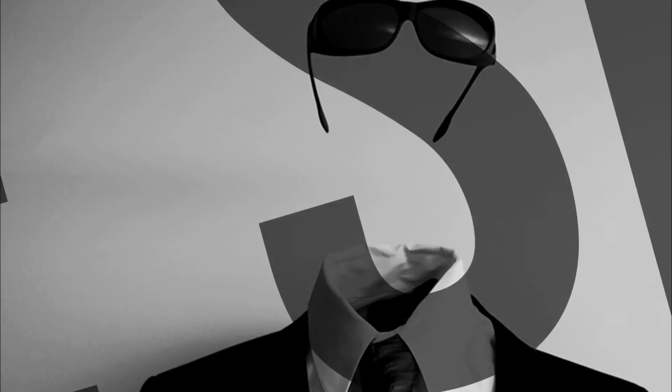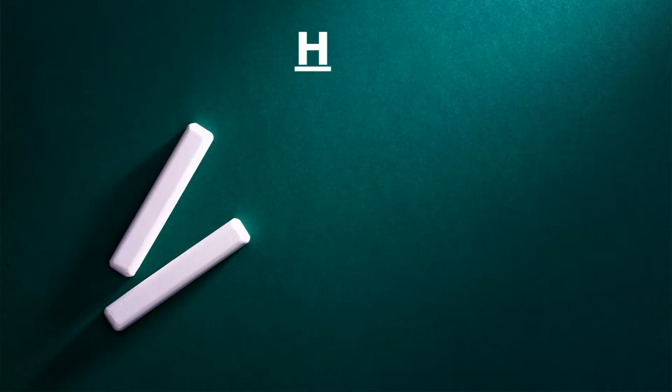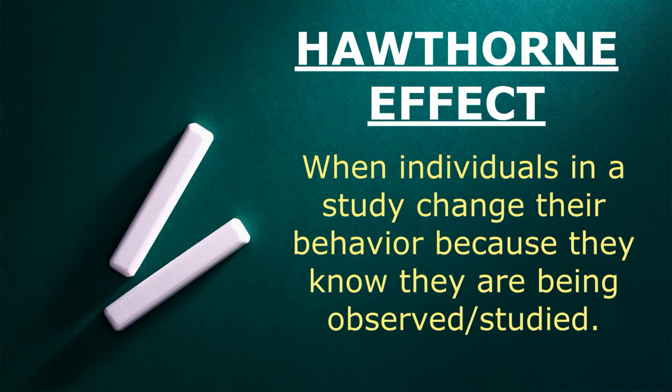One of the first questions a sociologist wants to ask themselves is whether or not it would be beneficial to be seen by those being observed or not. Will the results of the study be more applicable if the researcher becomes somewhat invisible or if they take a more active and visible role within the study? The Hawthorne Effect is when participants in a study change the manner in which they behave because they know they're being observed or studied. Sometimes it's almost impossible to not have this happen.